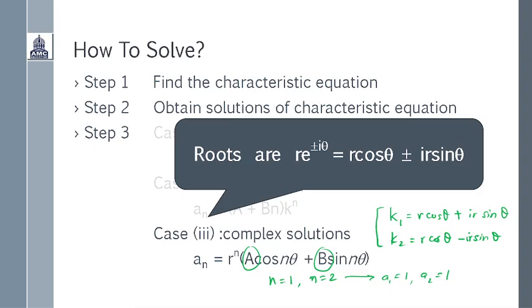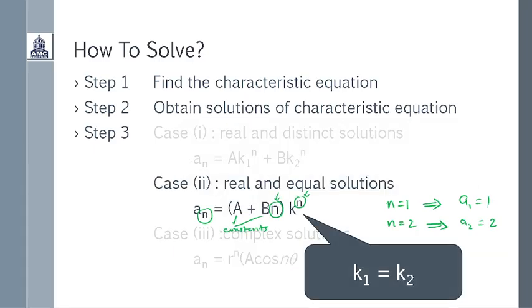Right? So having said that, we have seen all the three cases in which we can substitute the values in the characteristic equation and back in our recurrence relations.